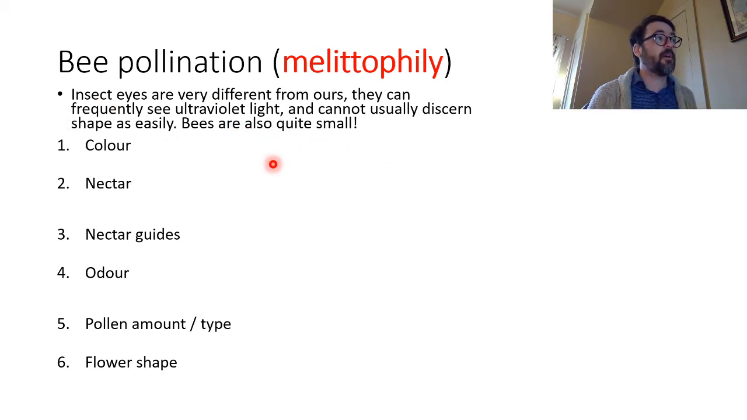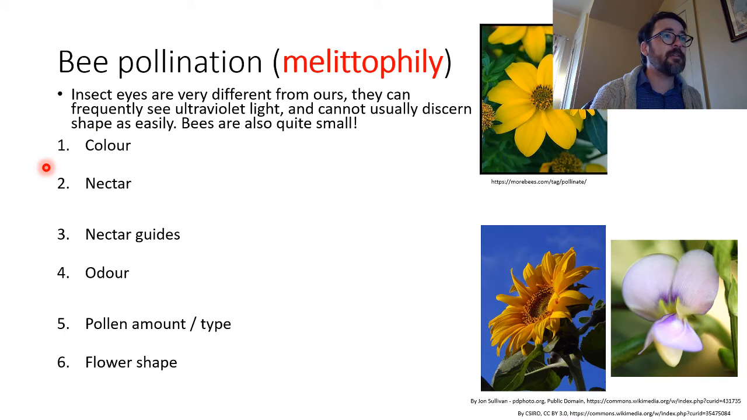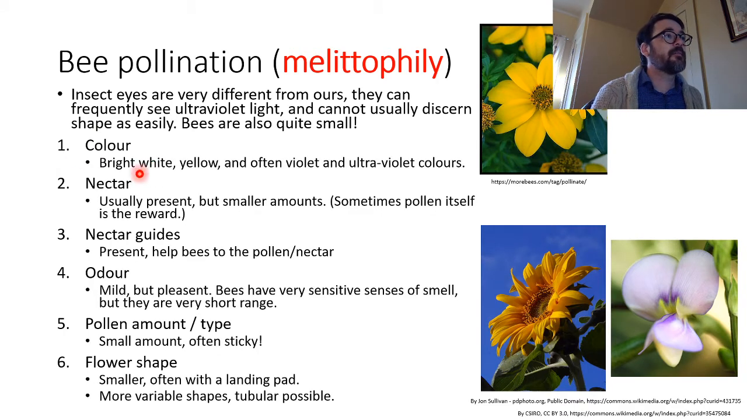So if you think about the colors, if you can see ultraviolet, and again, normally we would discuss this, but bee-pollinated flowers are bright white, yellow, often violet or ultraviolet colors, so colors that we can't actually see. The nectar is usually going to be present, but there's small amounts because bees are little, so you don't need to feed them very much.